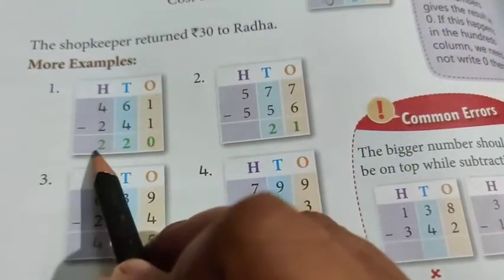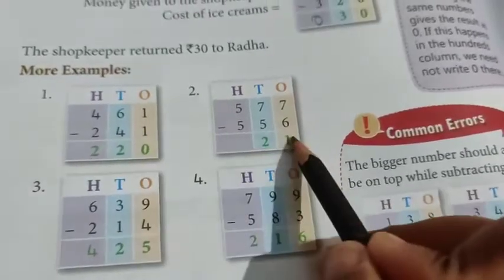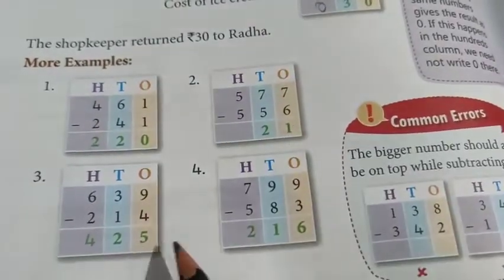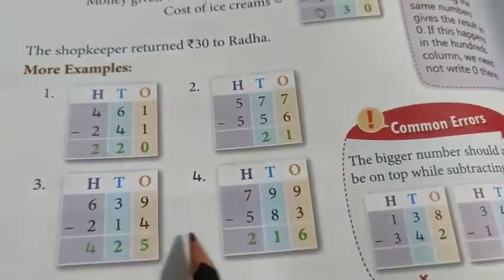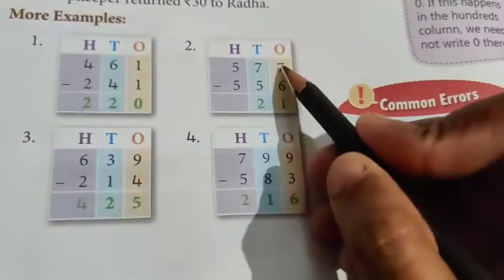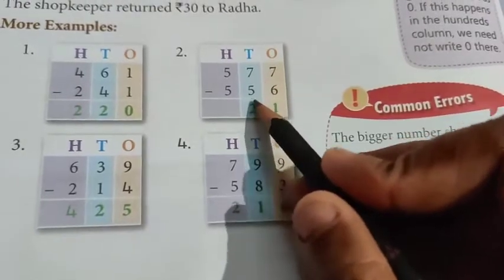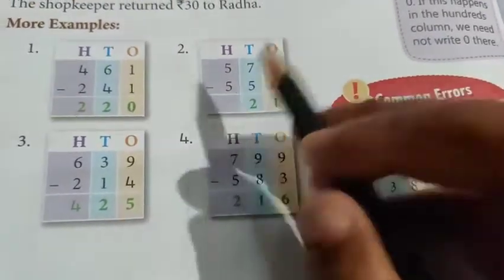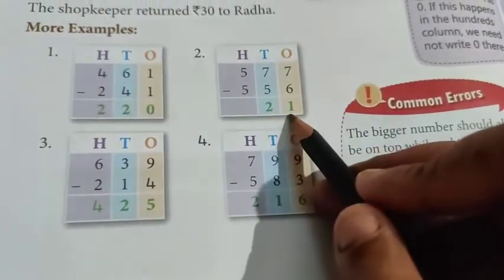4 minus 2 is 2. Yes, and in the same manner, we can find the answers of these problem sums also, right? See, 7 minus 6 is 1. 7 minus 5 is 2. 5 minus 5 is nothing. So answer here will come 21.